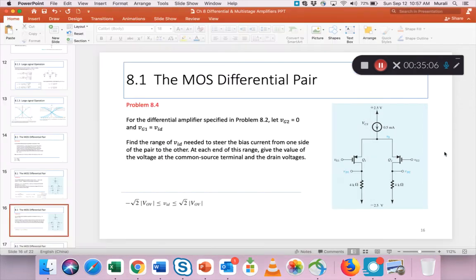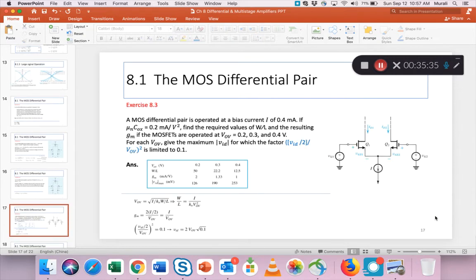So we have answered this question. What happens when you have VID at the gates of both G1 or G2? What is the range? Minus 0.5 to plus 0.5. And what are the currents in each case? Okay. All right. So I hope that was useful. Let's see how many more problems we have.